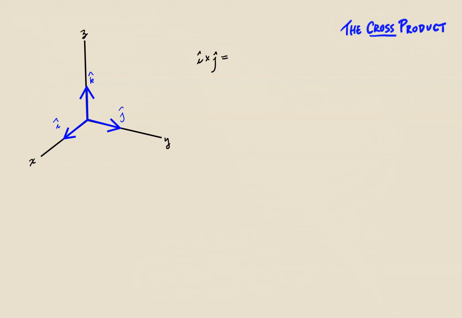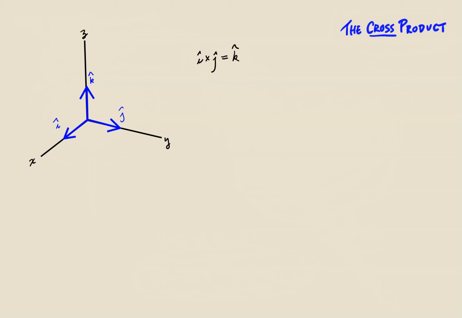For example, what happens if we look at i hat cross j hat? Well, the result of i hat cross j hat is going to be perpendicular to both vectors, so it will lie along the z-axis. It's going to be given by the right-hand rule, so we curl our right fingers around from i hat to j hat, and we find that the result will be along the positive z-axis, and the magnitude of i hat cross j hat will be equal to the area of this parallelogram, and that area is of course 1, which means that the magnitude will be 1, which means that the vector we're looking at, i hat cross j hat, will in fact be k hat.